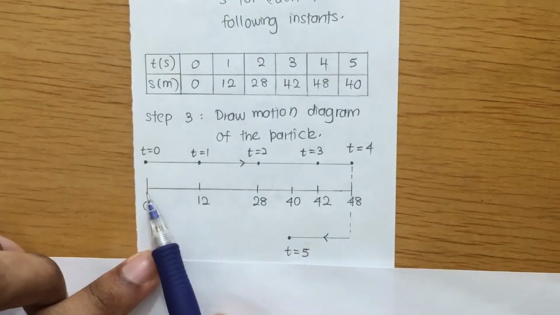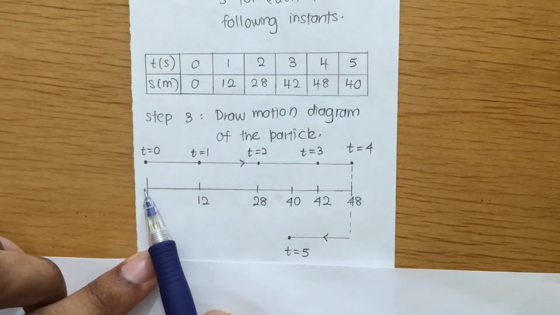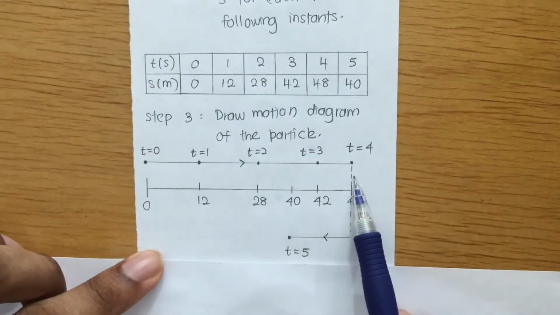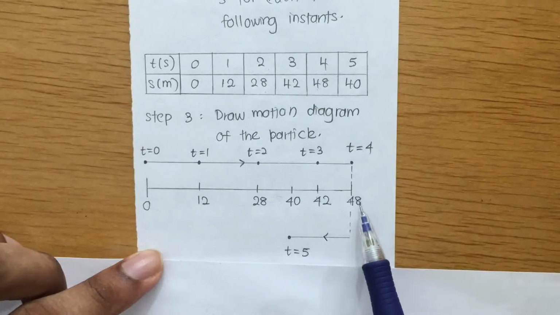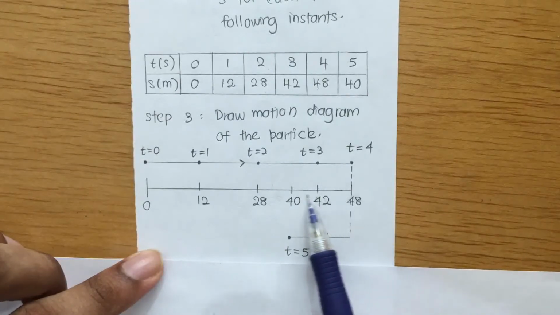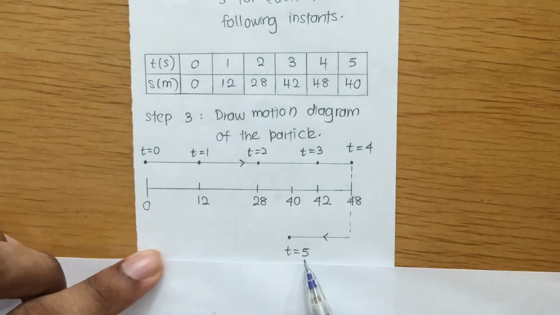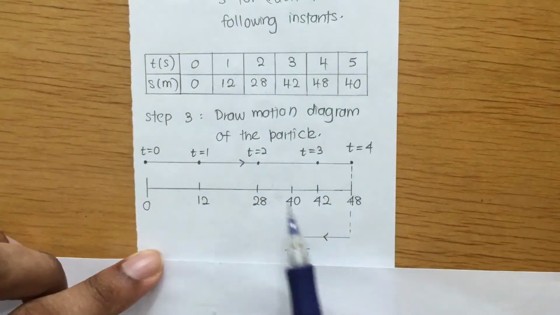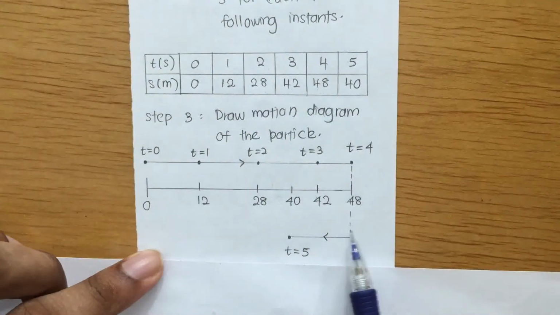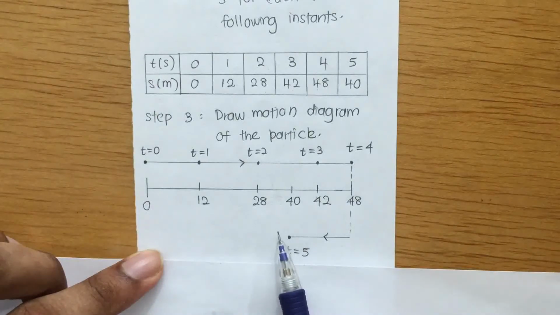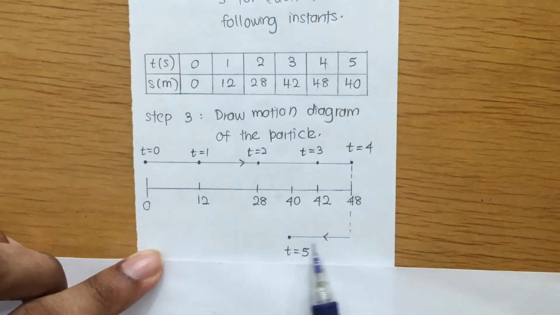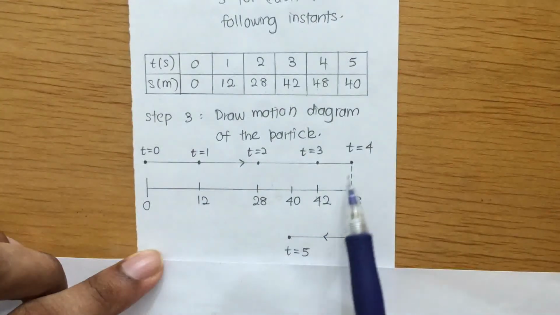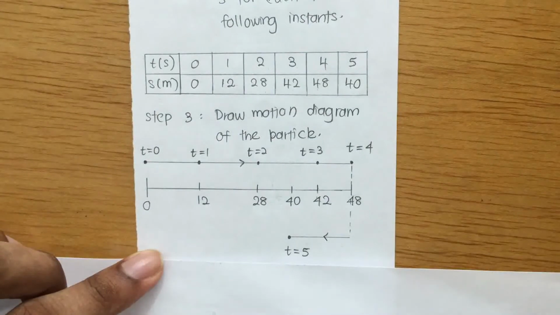Okay, so this is your motion diagram of the particle, guys. As you can see here, t equals 0 starts at point O, and then it moves straight over here until t equals 4, and when t equals 4, it turns back and moves in the reverse direction. From 48, it moves to 40 over here at t equals 5. So this is your motion diagram, guys. I'm drawing it like this to show you how the particle is moving. Actually, the particle moves within the same line itself, guys. I'm showing you a separate line so that you can clearly see the movement of the particle.